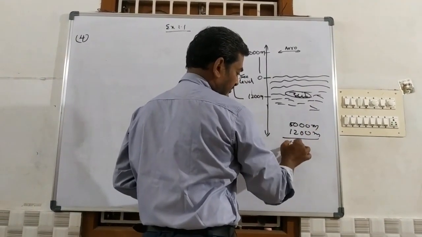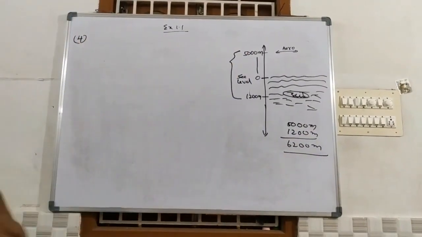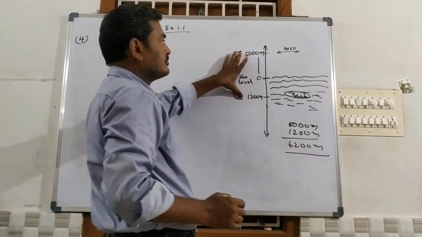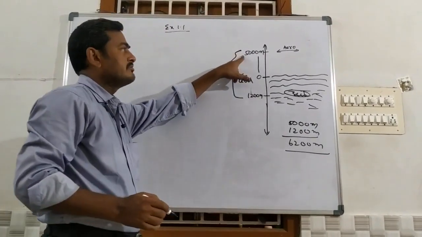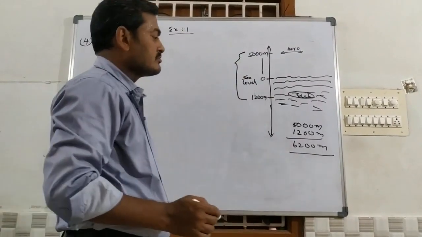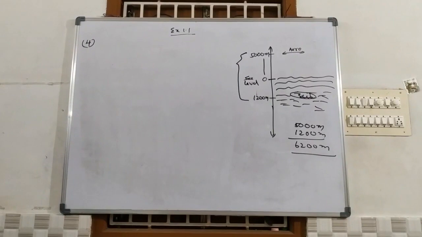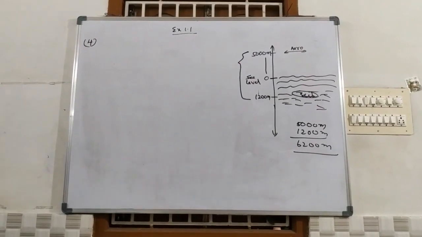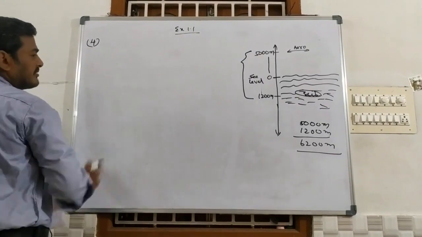If you add both, the distance between the aeroplane and submarine is 500 meters and 1200 meters, that equals 1700 meters distance between the two things. I will explain it stepwise.